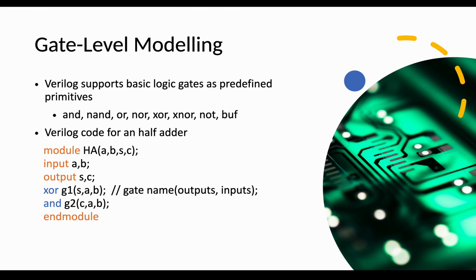The syntax to write this primitive gate is gate name, then brackets. First you have to define the output, then the inputs. So XOR G1, S is my output, A and B are my inputs. And then carry is ANDed inputs. So AND G2 (C, A, B). Then the module is ended with endmodule. This is a simple code for a half adder using gate level modeling.